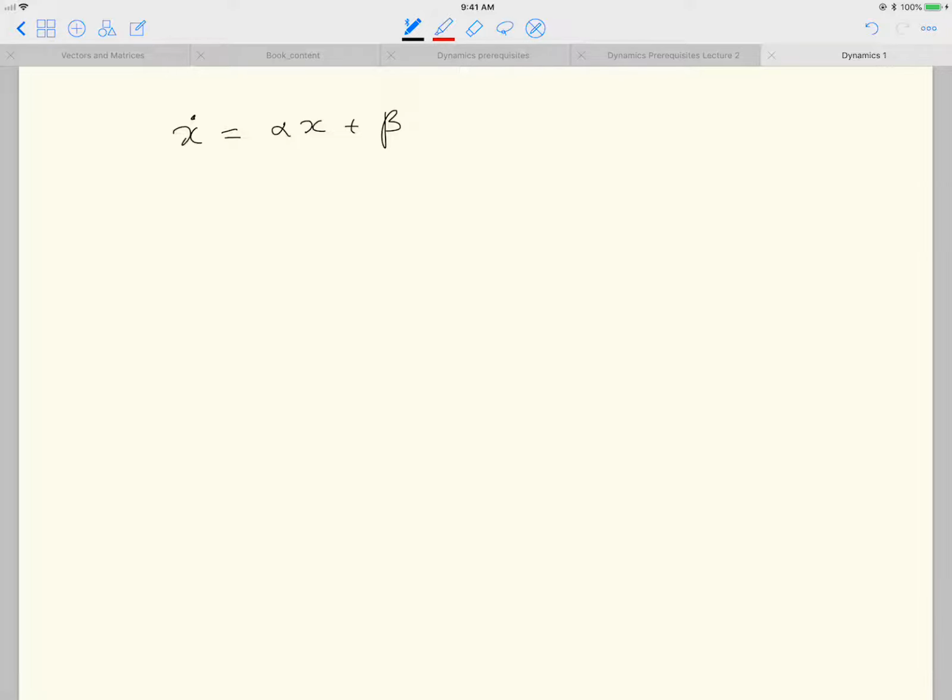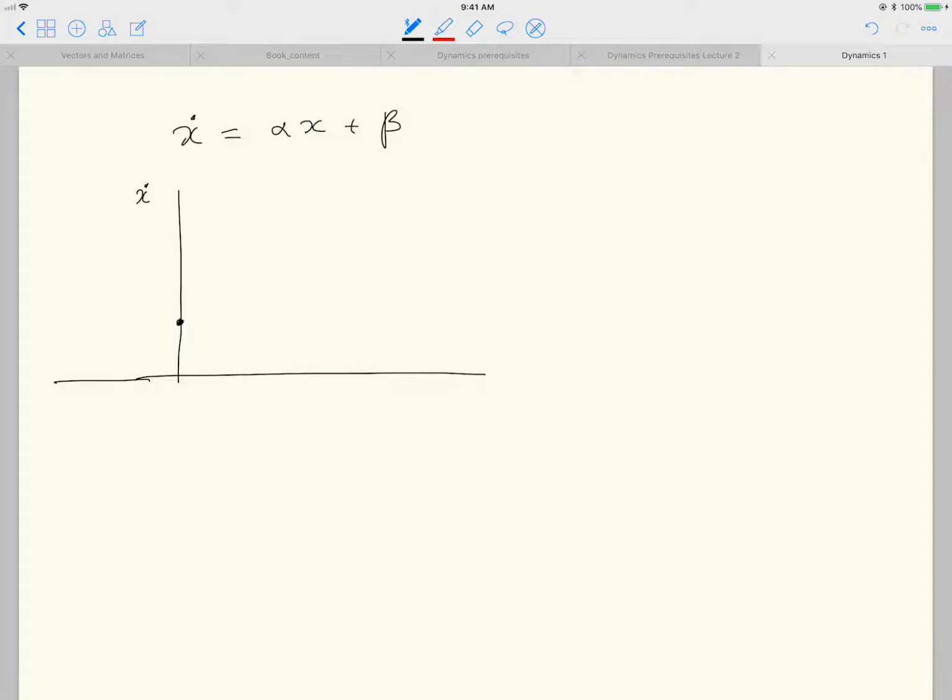So let's again build our plot of x dot equals alpha x plus beta. So in this case, when x equals 0, how much is x dot? Everybody is getting too bored to even answer. Keeps me awake.